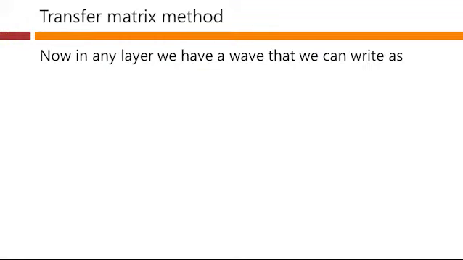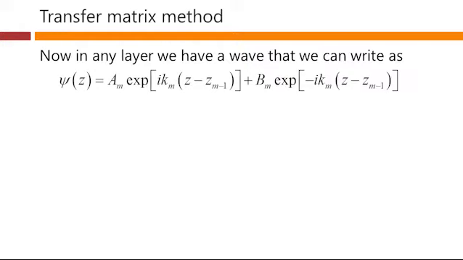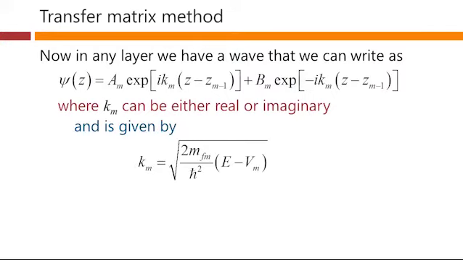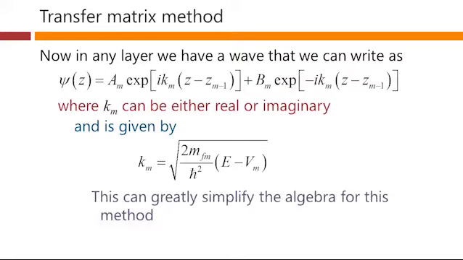Now, in any layer, we can write the wave as some forward amplitude, A_m e^{i k_m (z - z_{m-1})}, plus B_m e^{-i k_m (z - z_{m-1})}. As I say, here k can be either a real or an imaginary number. This will work perfectly well algebraically. And as I said, we're going to choose to define k in this way. This use only of k, and not k and kappa, greatly simplifies the algebra for this method. It doesn't matter if we do this, we can still solve the problem without doing this, but this simplifies things.